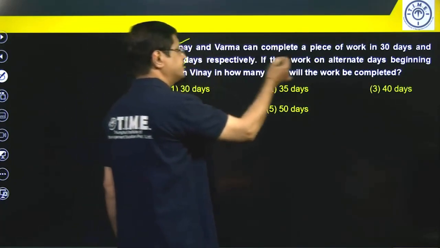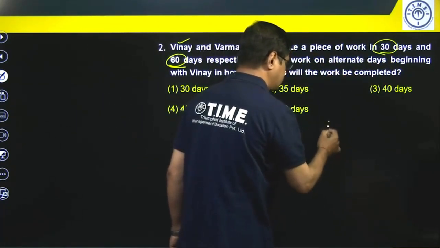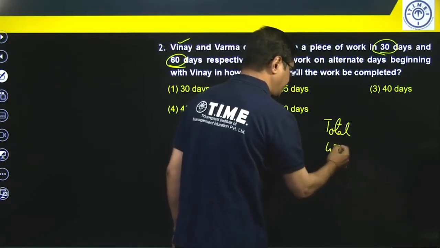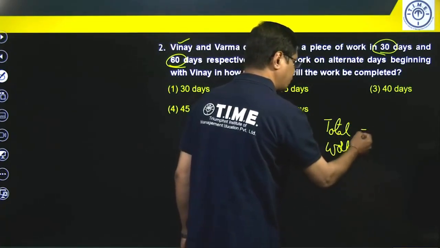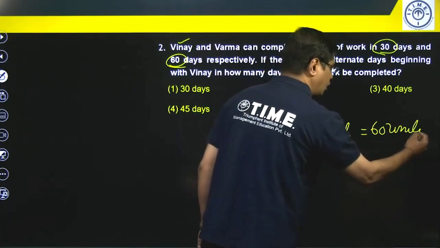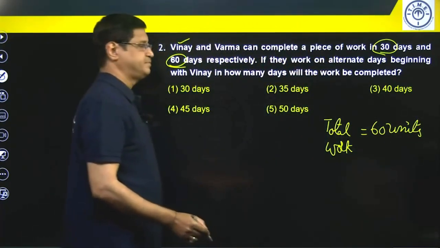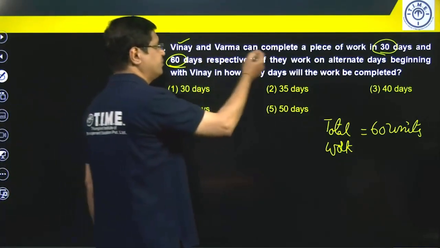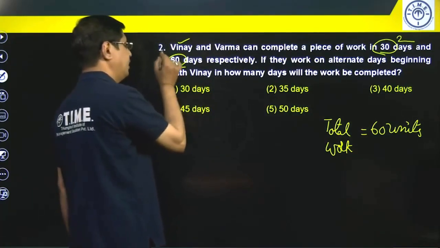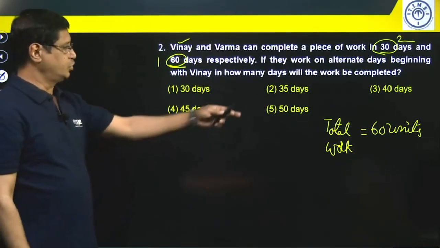30 and 60. What is the LCM of these two? The LCM of these two is equal to 60, which is equal to the total number of units of work. So work is divided into how many units? 60 units. Vinay can do how many units per day? 2 units. What about Verma? 1 unit. So total 60.